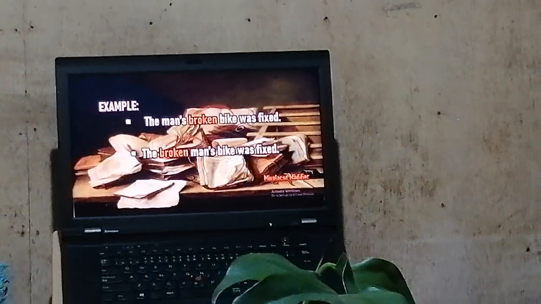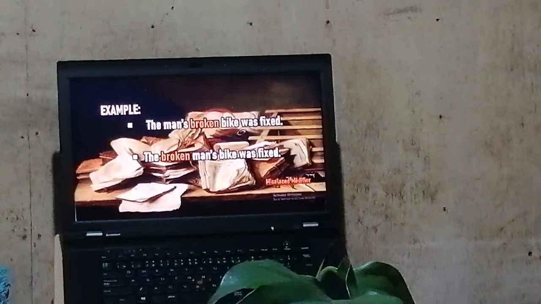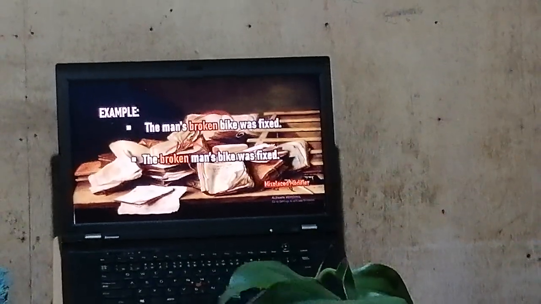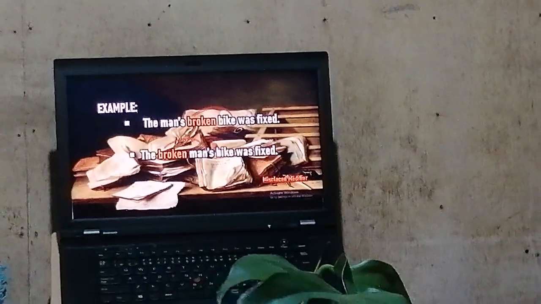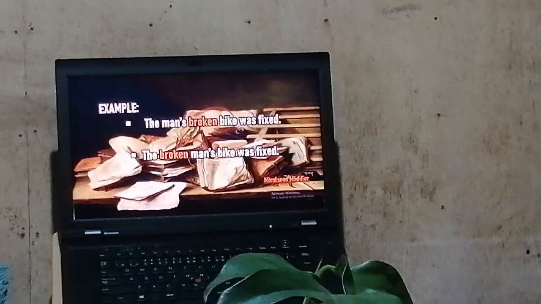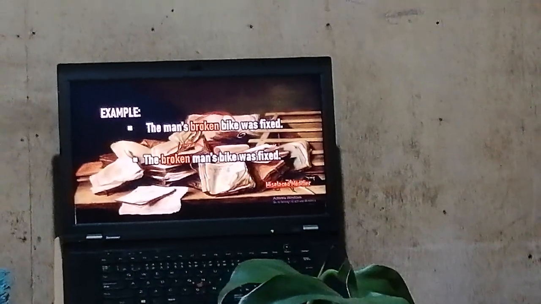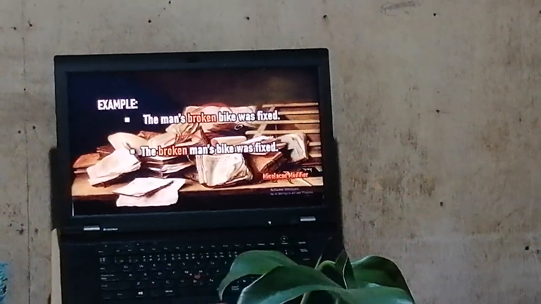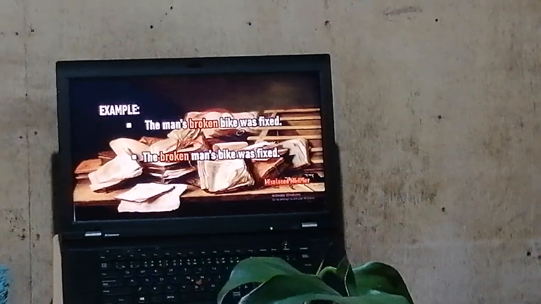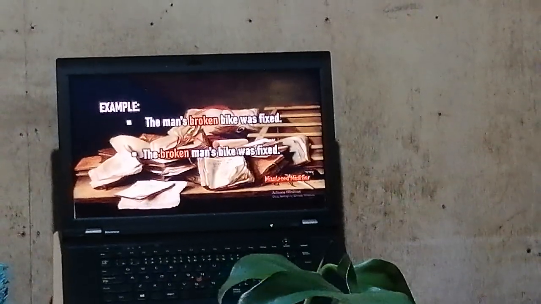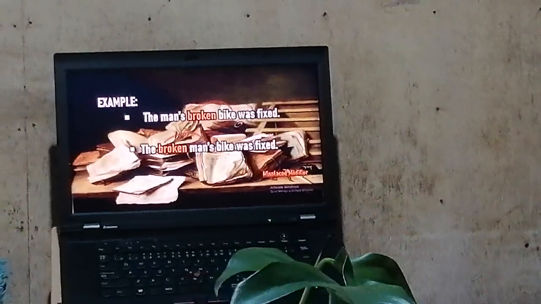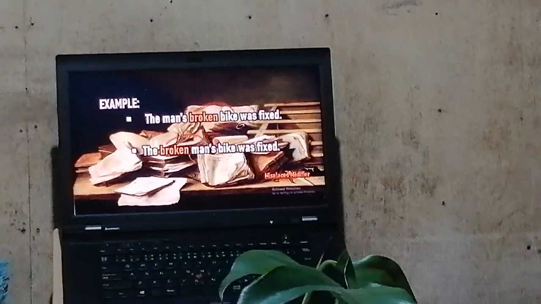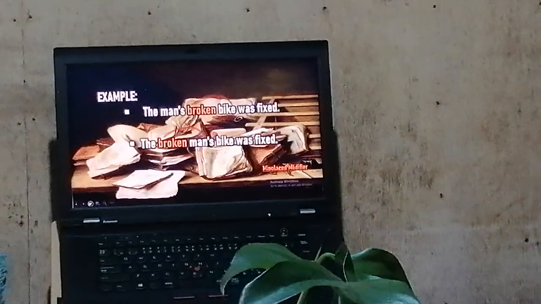So broken modifying man implies that the man is the one that is broken. And imagine a broken man riding a bike, and he got it fixed. It says something unusual. And this is an example of a misplaced modifier. That's why it is important to place your modifier correctly. Let's go to the next slide.